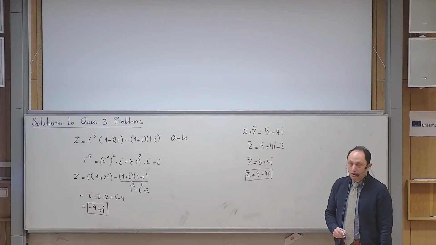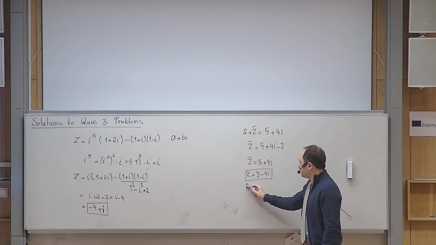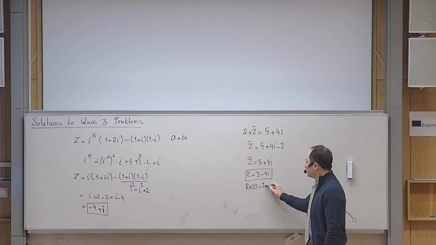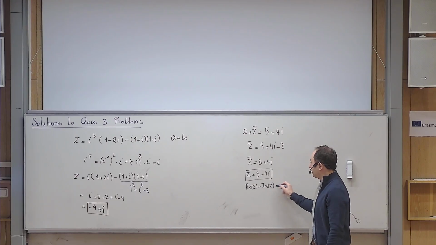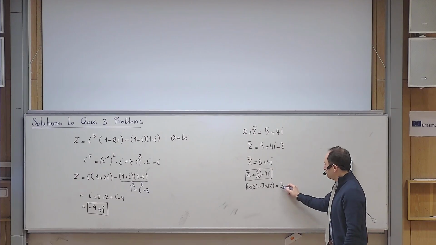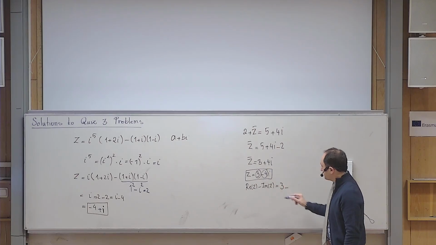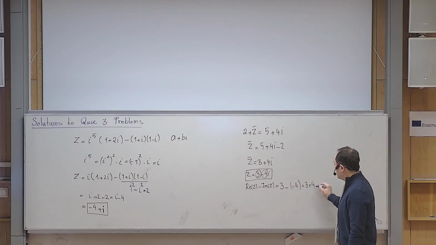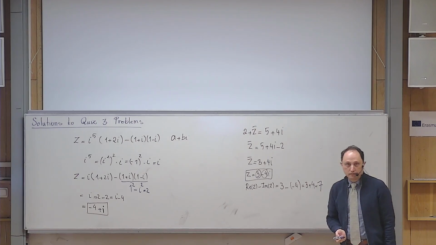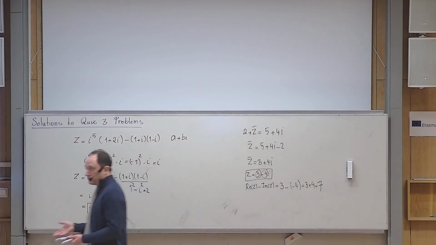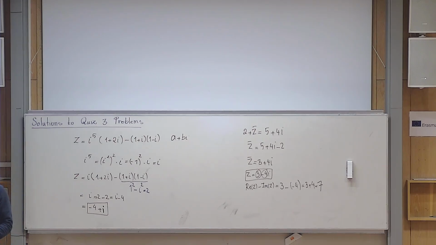And then, if I ask you what is the real part of z minus the imaginary part, what is the real part? This number is the real part, 3. Minus, what is the imaginary part? It is minus 4. So it becomes 3 plus 4, which is 7. That's also simple. So these first 3 questions are extremely simple, so you should be able to do them very fast.